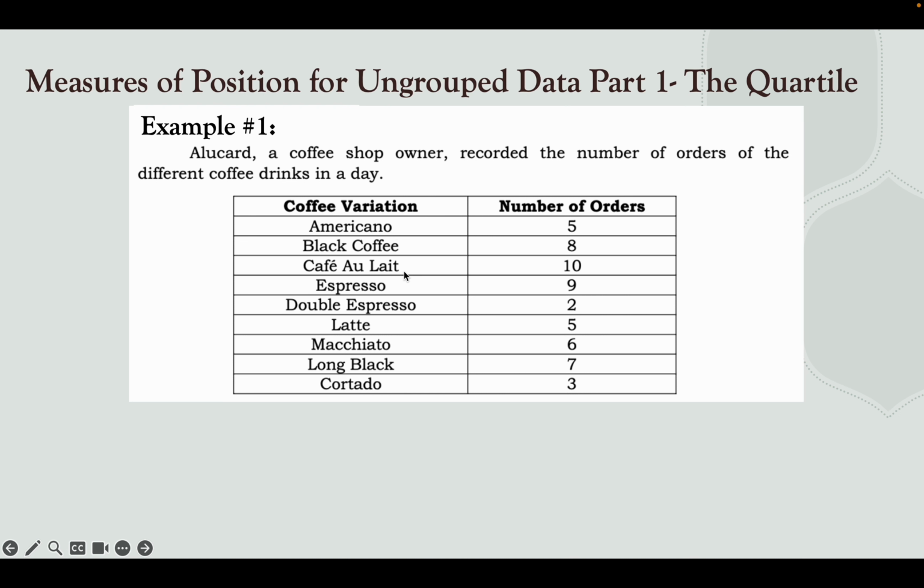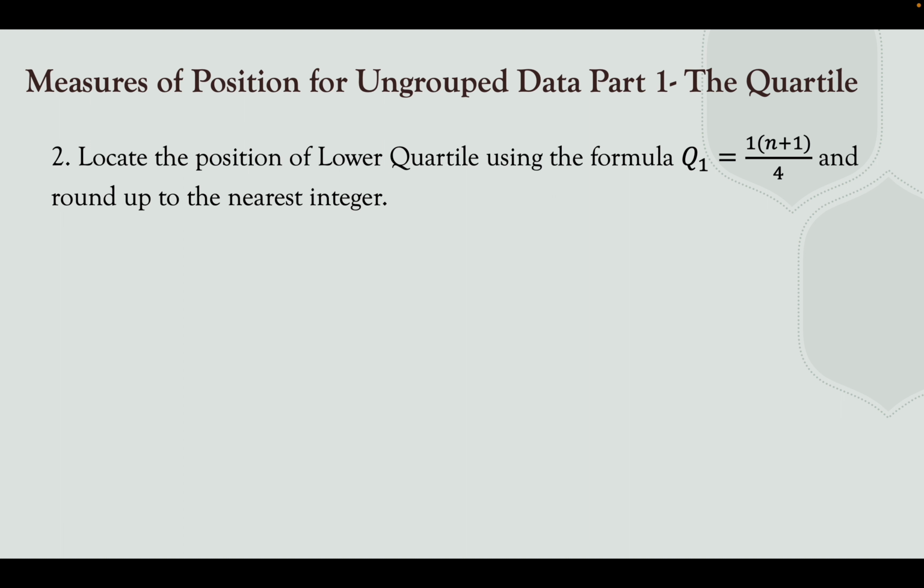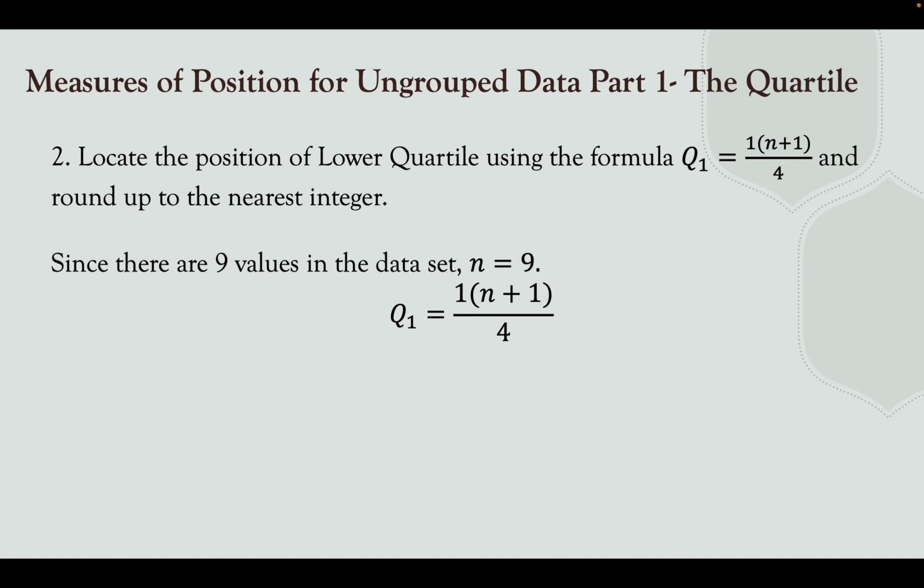Next, locate the position of the lower quartile using the formula 1 times n plus 1 over 4 and round up to the nearest integer. Since there are 9 values in the data set, we will use n equals 9. Substitute the value of n. So, we have 1 times 9 plus 1 over 4.